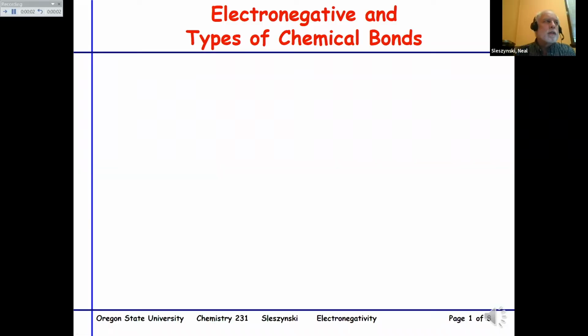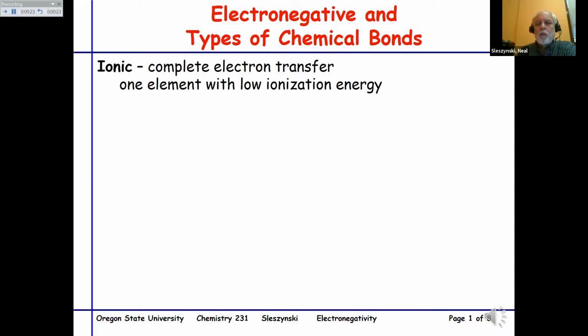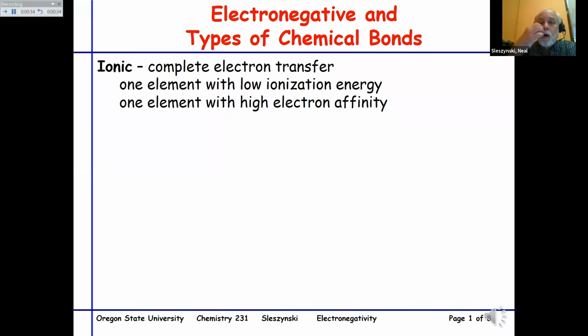This is a tutorial that's going to review the concept of electronegativity and how electronegativity determines the type of chemical bonds we have in a compound. When we have compounds that are classified as ionic, what we have is complete electron transfer between one element and another in a compound. One of the elements is going to have a low ionization energy, which means it will easily give up electrons. One element will have what's referred to as a high electron affinity, or a very energetic ability to acquire electrons during chemical reaction.